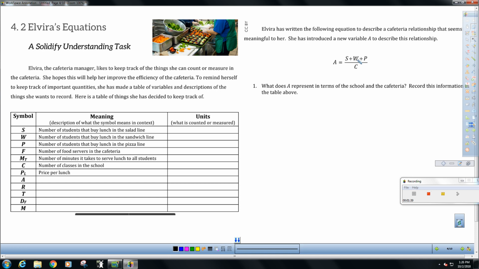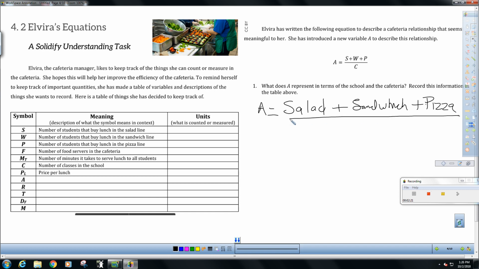So A, no, it doesn't, because it doesn't just equal. A equals the salads. It's the salad line plus the sandwich line plus the pizza line divided by the number of classes.